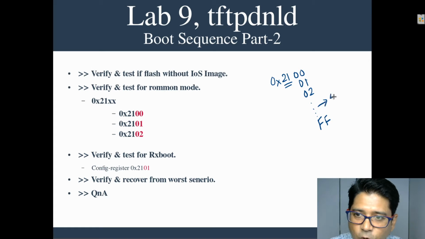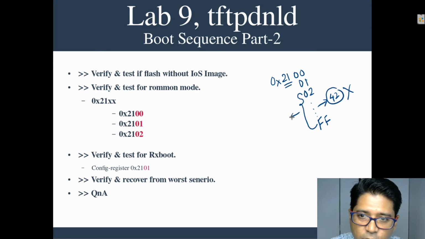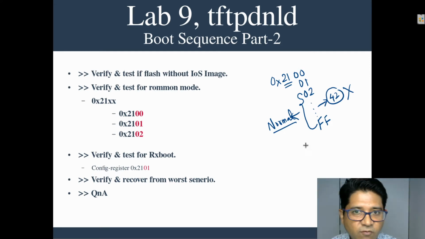There is a mode called 42. It's reserved for password recovery, and the rest, from 2 to FF, is for normal mode. That means you have a sequence of operating systems available in your flash, which we pick up sequentially for upgrade, downgrade or any rollback activity. You can refer to the previous video to check the labs we did in normal mode. Today we're going to see the ROMMON mode, that is 00.